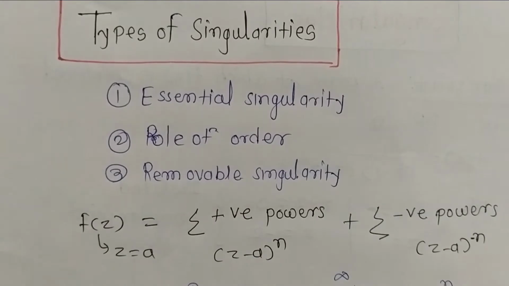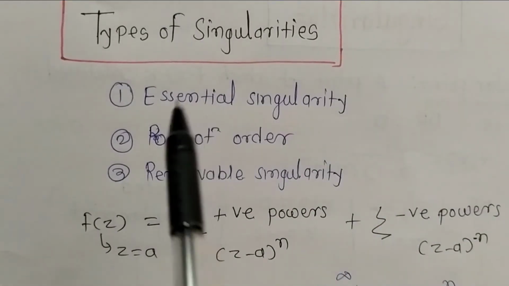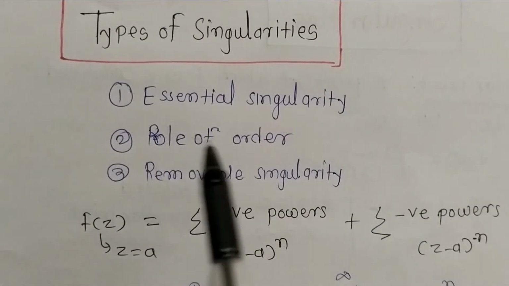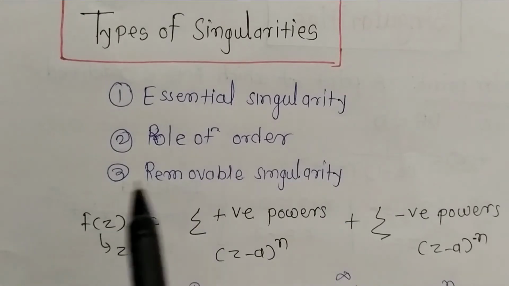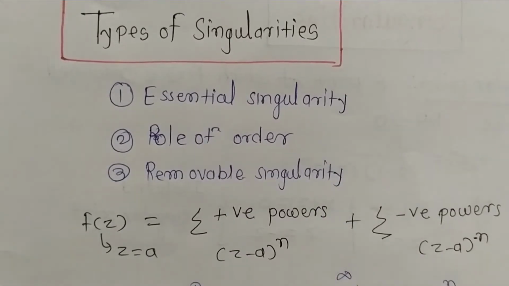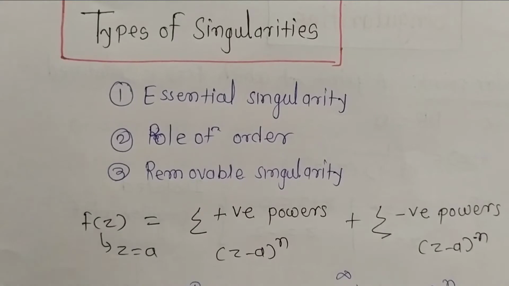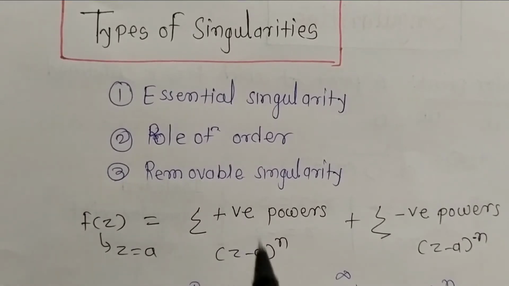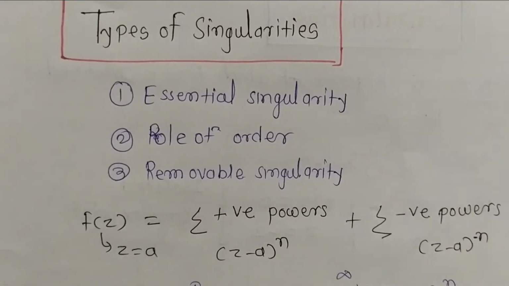Types of singularities. There are 3 types of singularities: essential singularity, pole of order, and removable singularity. So f of z about z is equal to a is equal to the summation of positive powers, z minus a raised to n, plus the summation of negative powers, z minus a raised to minus n. One has z in the numerator and the other has z in the denominator.